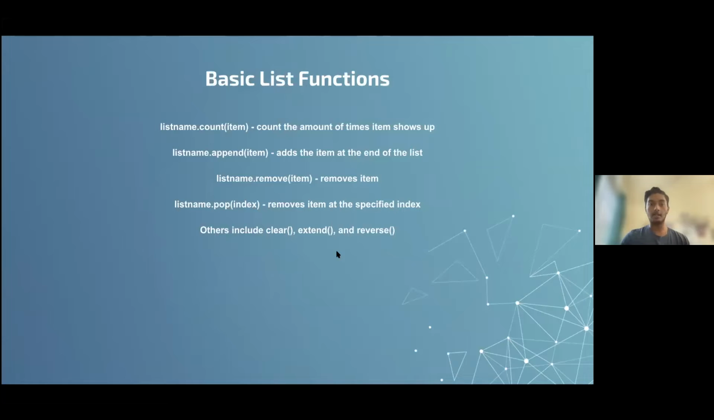There's some basic list functions. You don't have to memorize all of these, but you can just know them for your reference. Count counts the amount of times an item shows up. Append adds an item to the end of a list. Remove removes an item. Pop removes an item at a specified index. And others include clear, extend, and reverse. Once again, you don't need to memorize any of these, but you can always refer back to this video in case you're using these in your project.